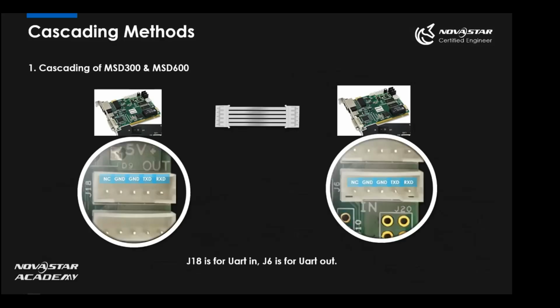And we have to find the interface on the board like this. It's called UART out and UART in. One is in and another one is out. So it's not difficult to understand that. We will use the cable to connect the first sending card's UART out and then go to the second sending card's UART in. So this is a cascading between two MSD300 or MSD600.